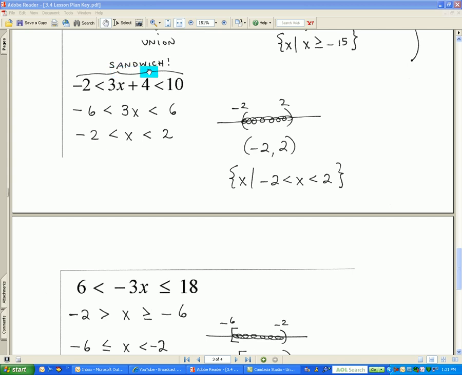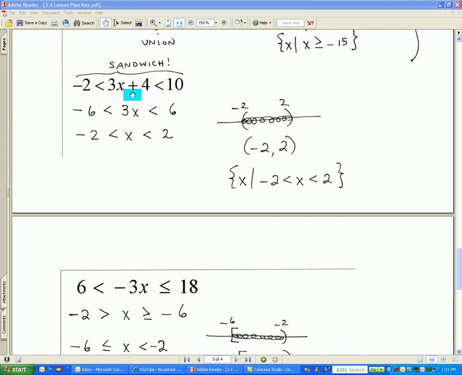Notice how I spell the word sandwich. You see the word A-N-D in it, the word and. This is actually an and statement. 3x plus 4 is greater than -2 and 3x plus 4 is less than 10. But it's an implied and, so it's much easier to solve than the problems where we required a helper graph. This does not require one.